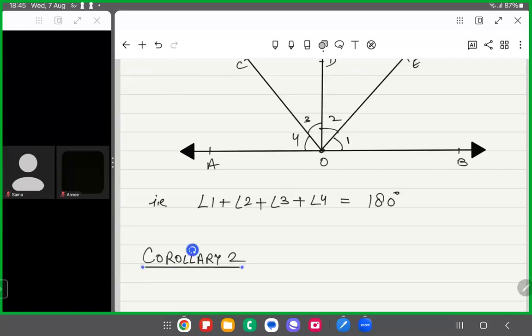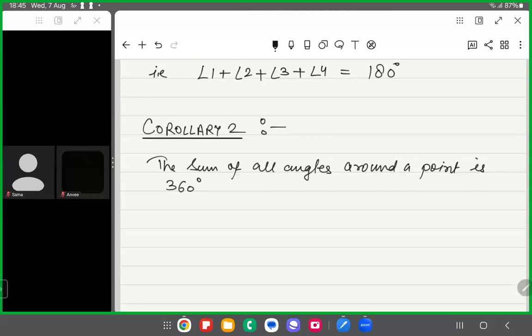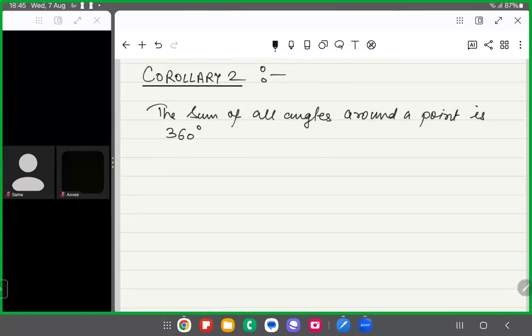Corollary 2, what it says? Again, another result that the sum of all angles around a point is 360 degrees. So the sum of all the angles around a point is 360 degrees. What does it mean?